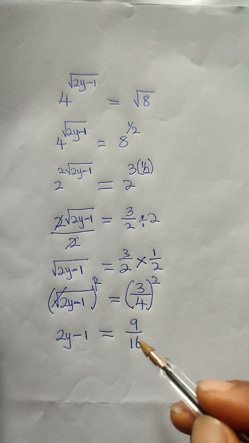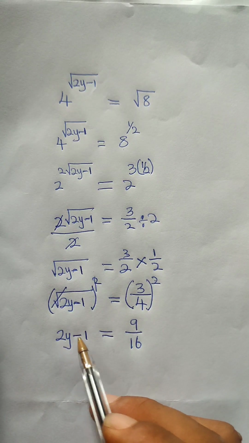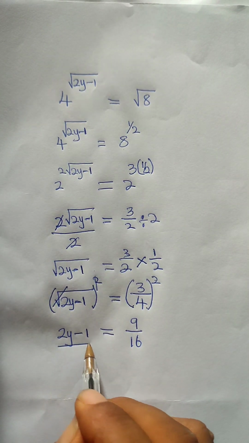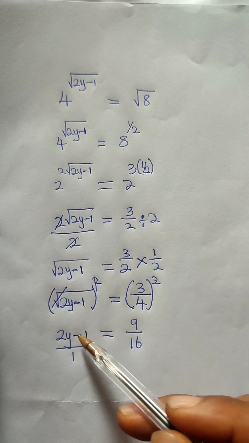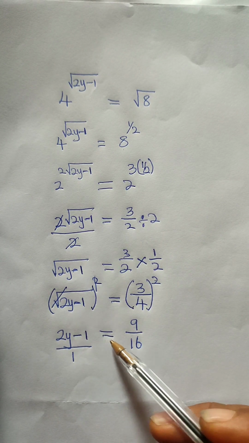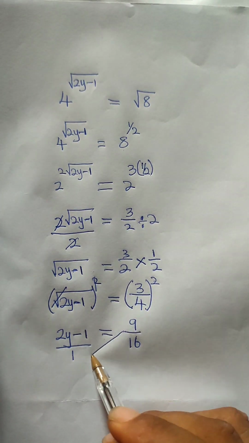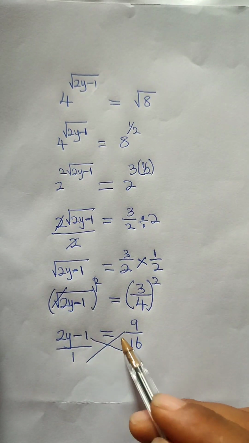Now you see we have 9 over 16 here, but here we have 2y minus 1. So let's make this a fraction as well by dividing it by 1, because anything divided by 1 is the same. Now we have two fractions joined together by an equality sign. What we normally do is just to cross multiply. This is the cross multiplication symbol.